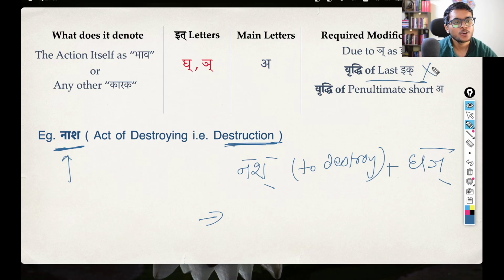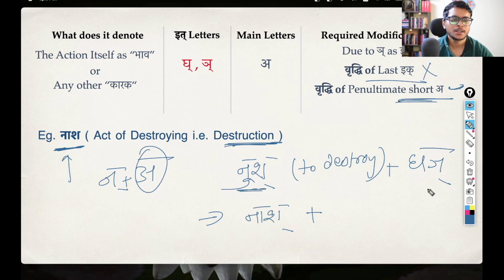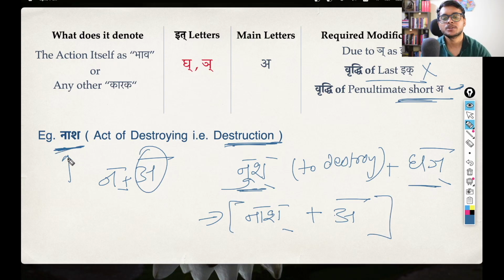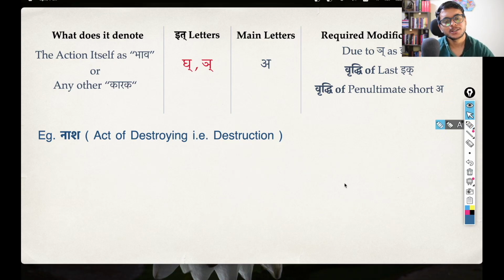Vriddhi of last ik, not possible because it ends with a consonant. Vriddhi of penultimate short a. Okay, possible. So this nash will change into nasha. And then for ghai, we know we get this a. And then we finally combine them together. So we get this pratipadika nasha. That means act of destroying or the destruction. Okay, pretty straightforward.